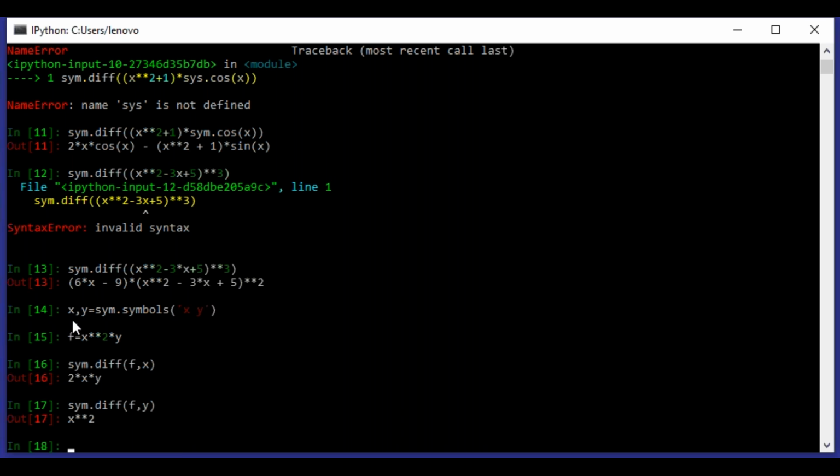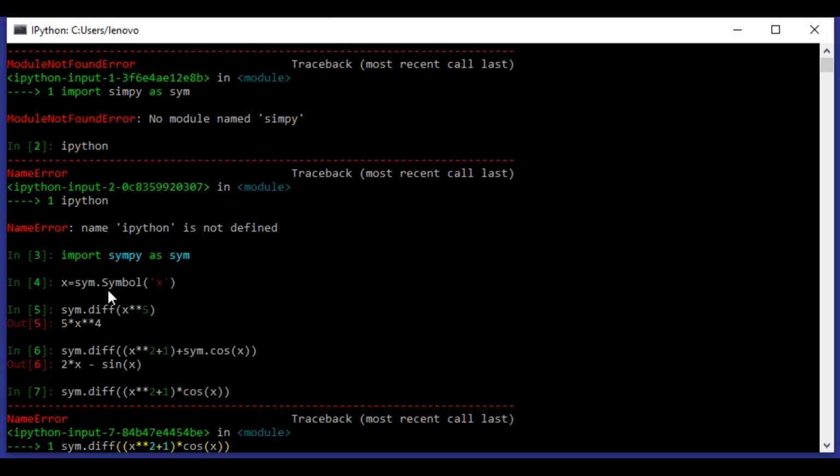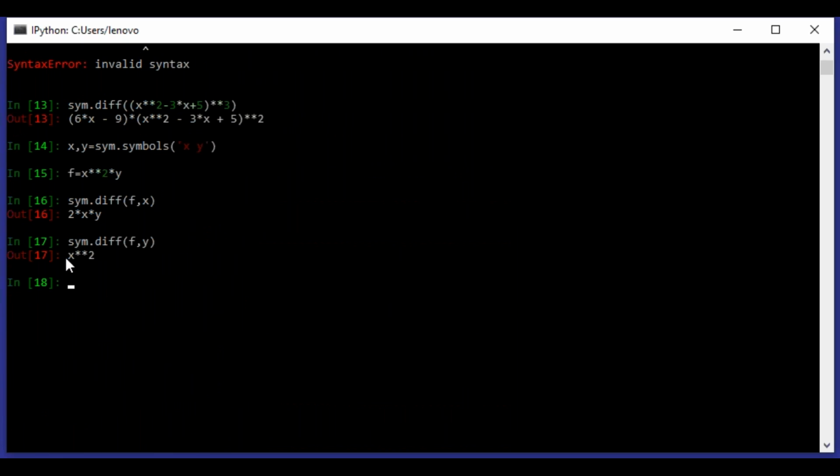Here you have to note that x comma y equal to sym.symbols makes use of the function symbols from the sympy package. Here the s is a small letter, whereas for a single-variable function, x equal to sym.Symbol, the s is capital. If it is small, it does not work. You can check this. Anyway, with respect to y we have found the answer.